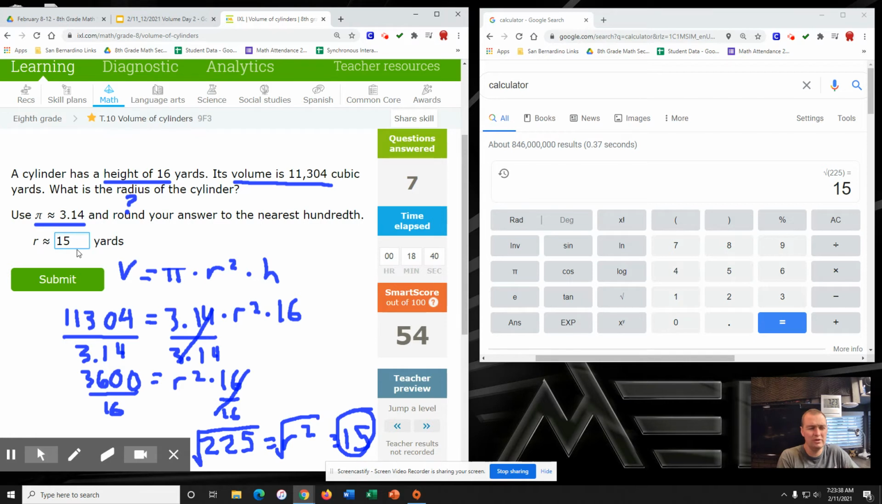Typically, these should come out to whole numbers on IXL. So if you get some crazy number for a missing radius, they might ask you to find the missing height, and you get some crazy decimal number, just take a look at the work once again. They're not out to make it super difficult, but again, this should be a whole number, so that way it kind of verifies, hey, we were on the right track. So r equals 15 yards.